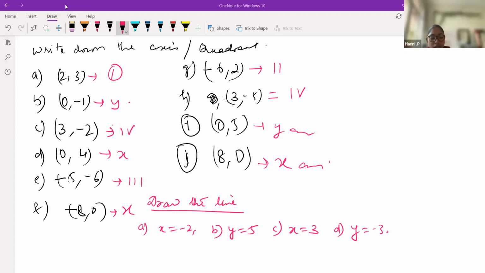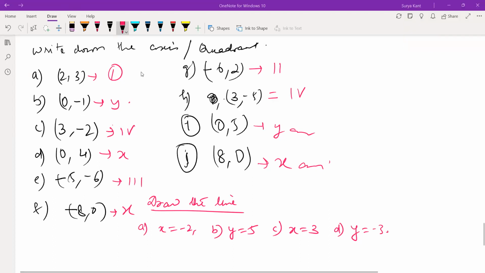Sir, should we draw the line on the same graph or a new one? What, Harini? What are you saying? Should we draw the line on a new graph or the same graph? No, a new graph. The same graph I will do.